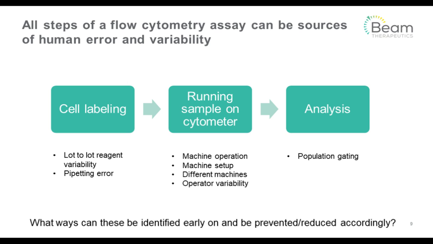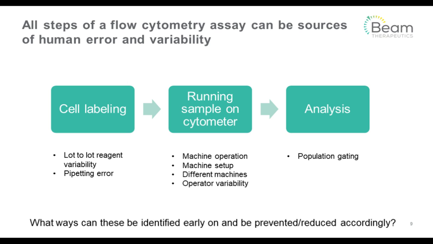If you have different machines at different sites or different groups within a company, you need to keep that in mind and how they run across machines, and also operator variability. And then the final step, which is of course analyzing that data, population gating is something to keep in mind. That can be quite subjective from group to group, depending on how you gate.